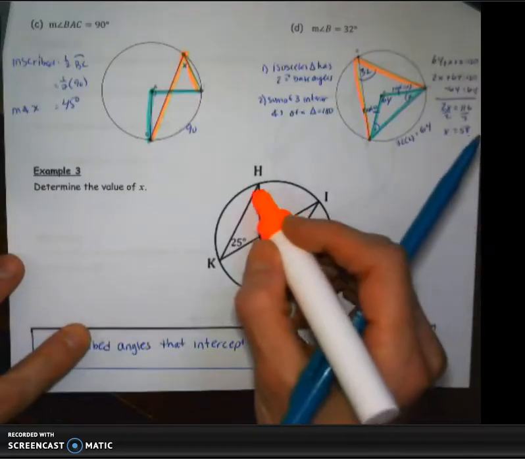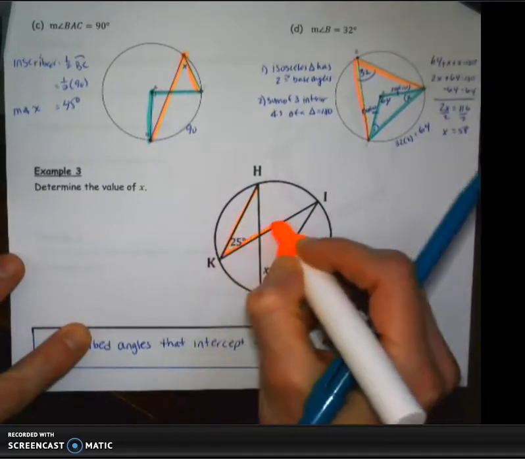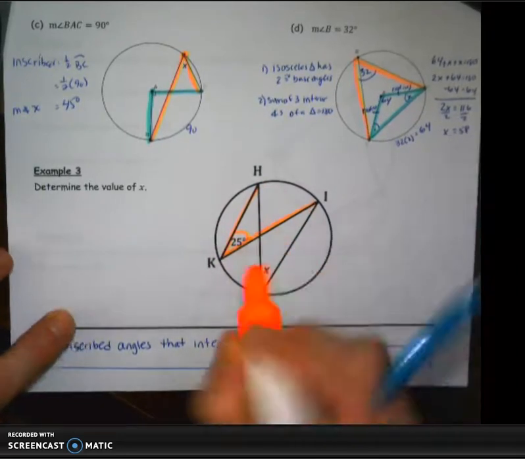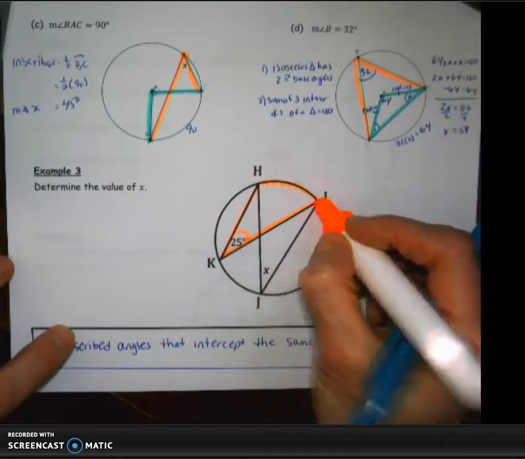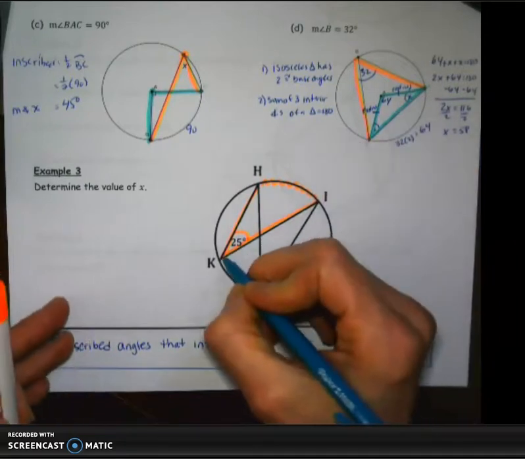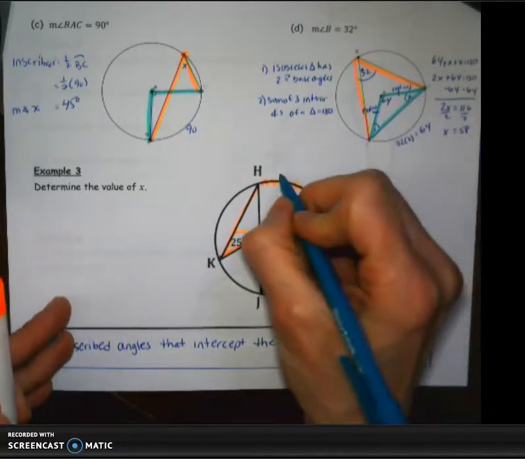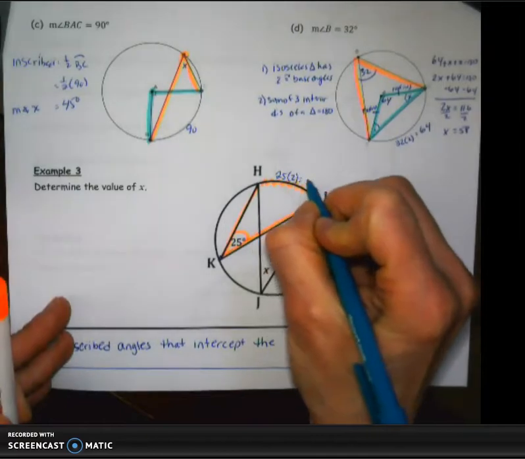Example 3 says determine the value of X. So I look at what did they give me? They gave me this angle K of 25 degrees, which intercepts arc HI. So I know that this is an inscribed angle whose vertex is on the circle. So therefore the intercepted arc is going to be double.